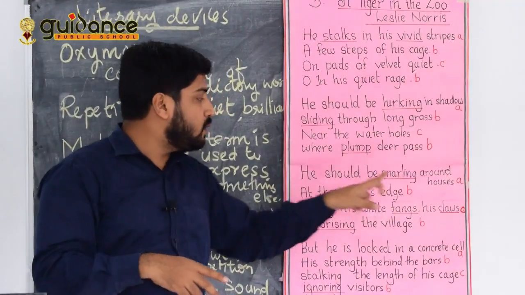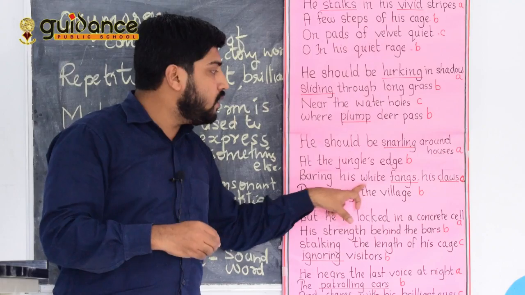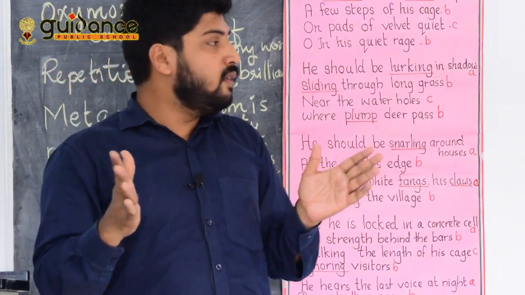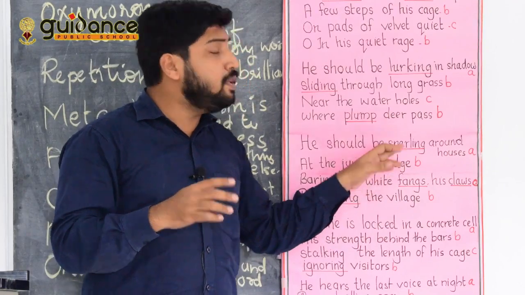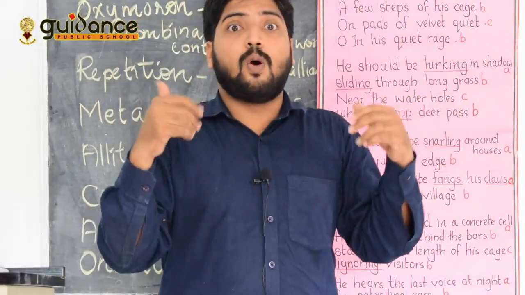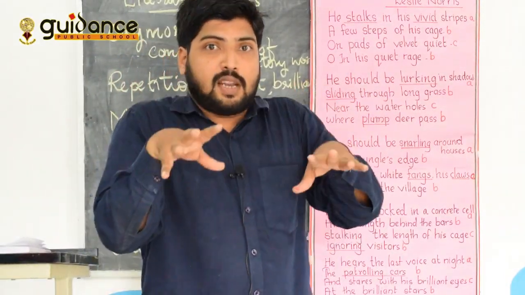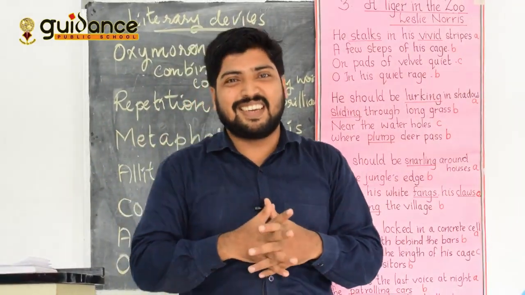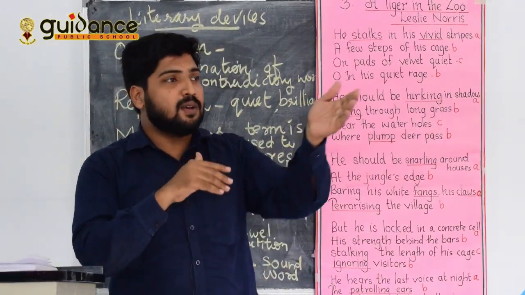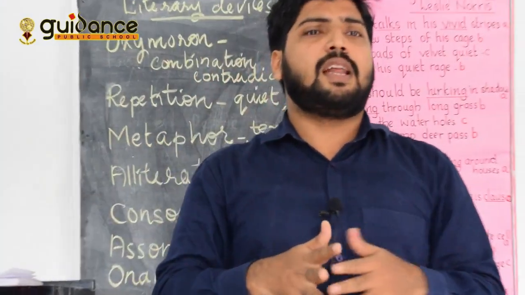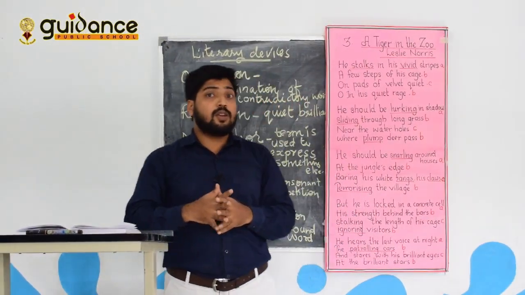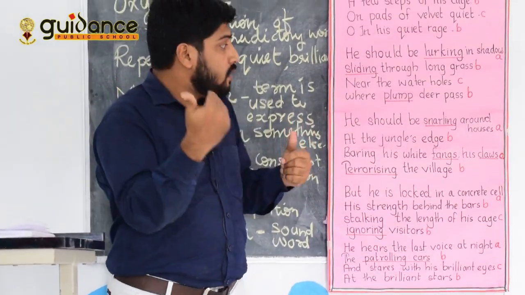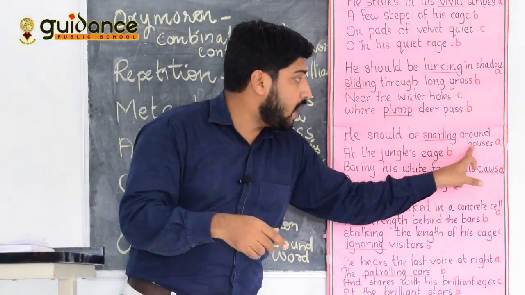He should be snarling around houses at the jungle's edge, baring his white fangs, his claws terrorizing the village. What does the tiger do? It should be snarling around the houses, growling and showing his teeth. Have you ever gone through a forest? You may not have, but you might have seen on Discovery Channel how the tiger was snarling around houses. What is snarling? Growling, making a warning sound near the houses.